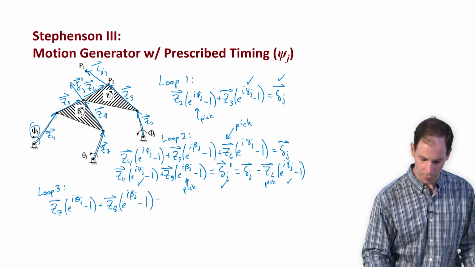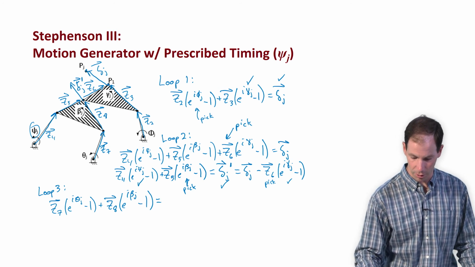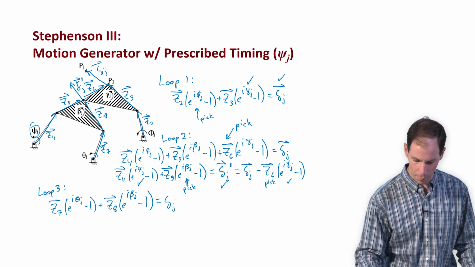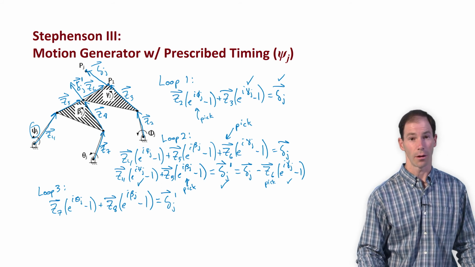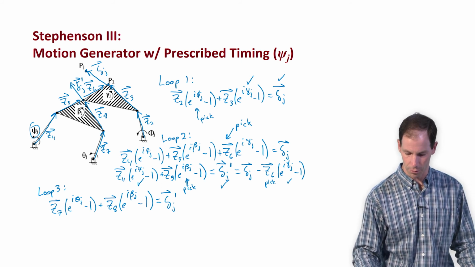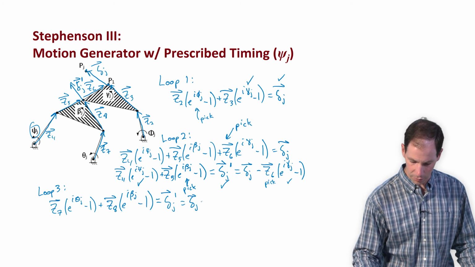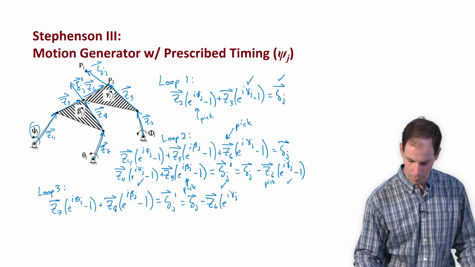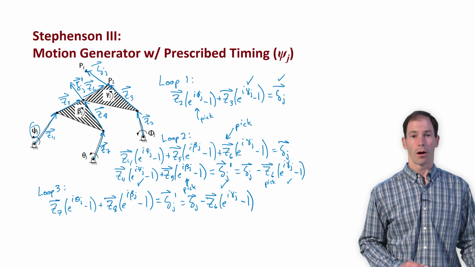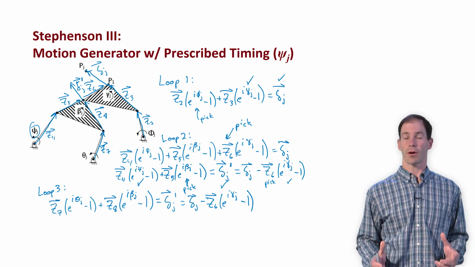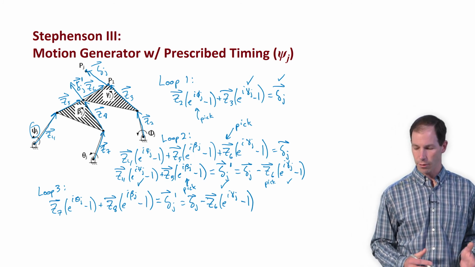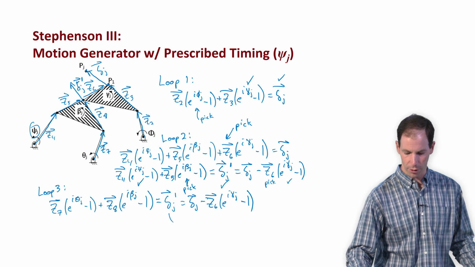And then just like I did before, I'm going to throw everything else on the right side of the equation, and I'll have delta j prime. This is the same one that I had in loop 2. And this is equal to delta j minus Z6 times its rotation operator, e to the i gamma j minus 1. All right, so we're on to this last vector loop, and I want to solve this. I know everything on the right side of my equation. This is all known, so I'm set there.